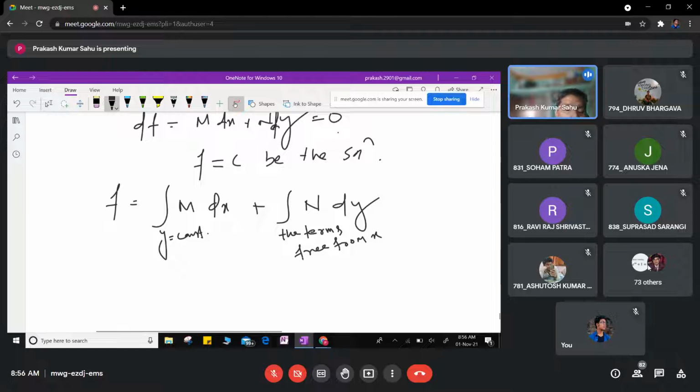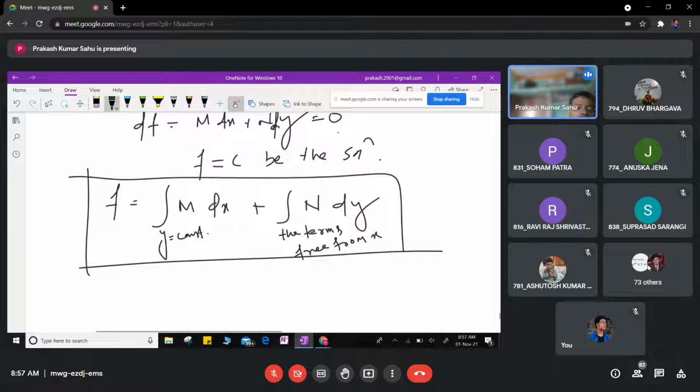Okay, these two are the conditions. So when we find f, we can integrate m directly, where y is a constant, and integrate n directly, taking only the terms free from x. That means when we integrate n, we take only the y term. Like in the previous two examples I have already solved, now we solve these two examples using this shortcut method.